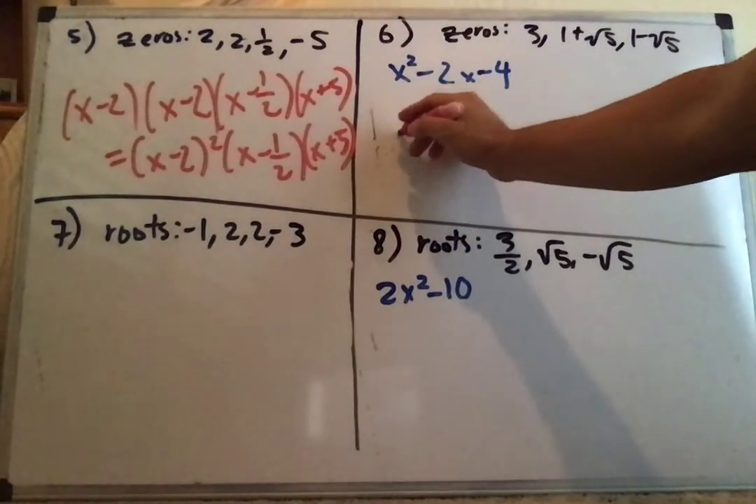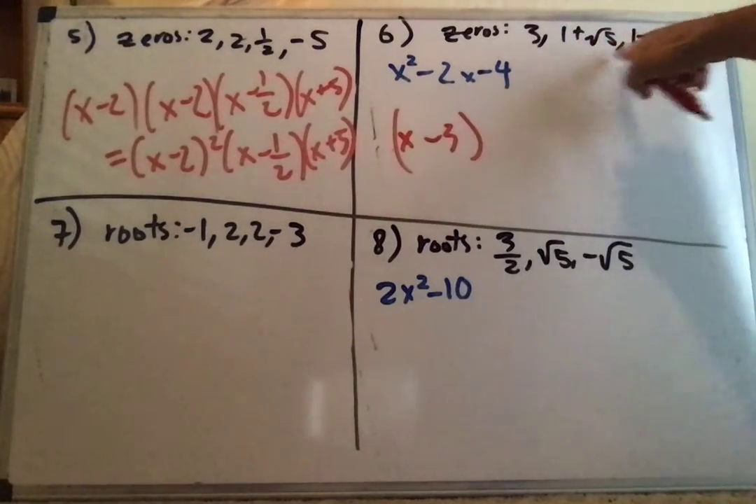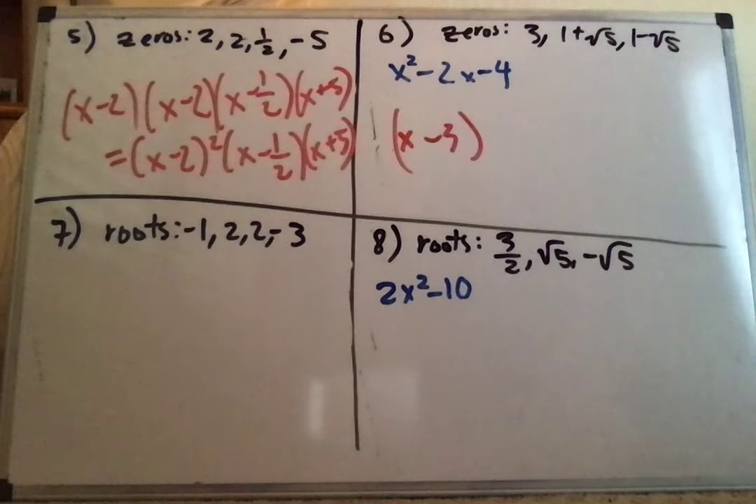Done. Okay, number 6. Same idea. I can do the same thing. This is going to be x minus 3. And then my next term would be x minus that whole thing, except that's kind of a weird thing to do because I have irrationals. We don't typically write irrationals in our factored form.